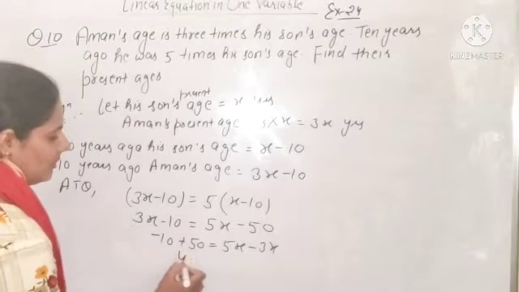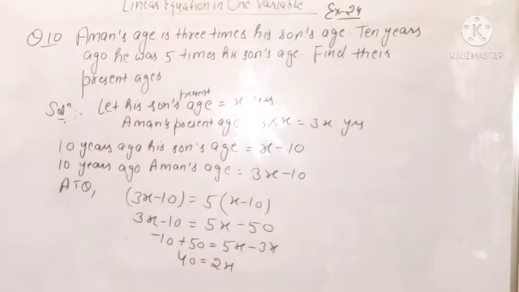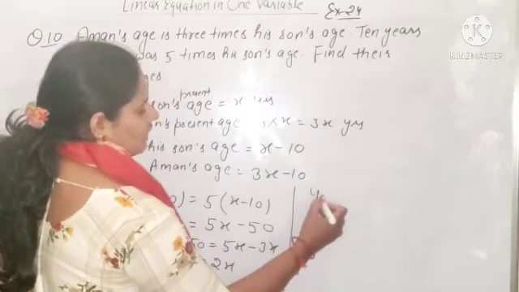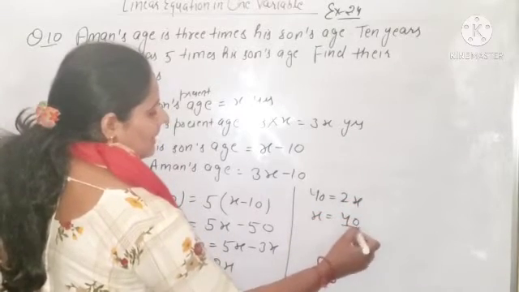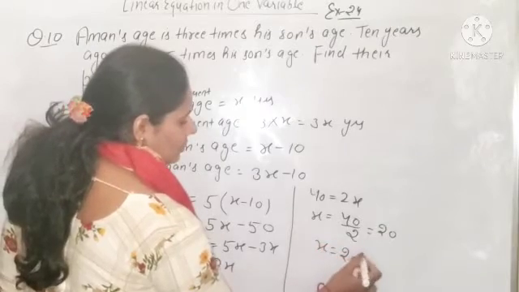Clear? Now it will be 40 is equal to 2x. Clear beta? 40 is equal to 2x. When the variable is given on both sides, how will you solve the equation? Simple, you will take the x variable on one side and all the constant values on the other side. Now 40 is equal to 2x. So what will be the value of x? So you can say 40 divided by 2. So it will be 20. So you can say x will be equal to 20.